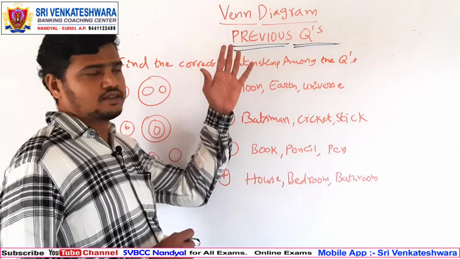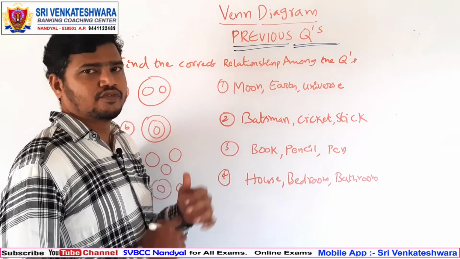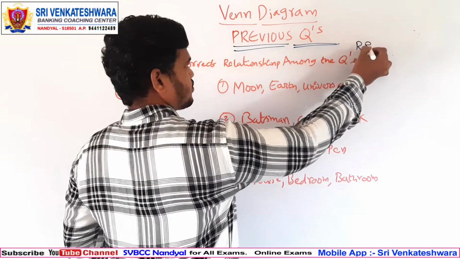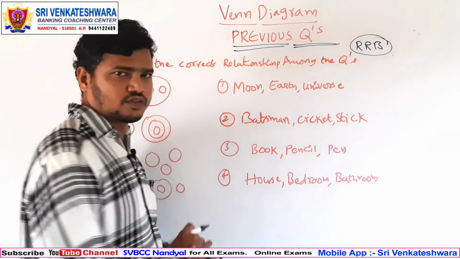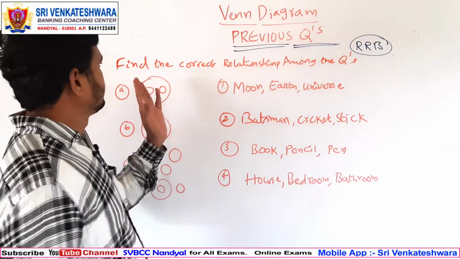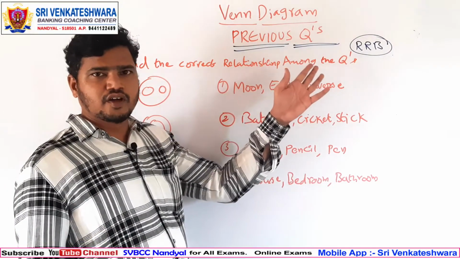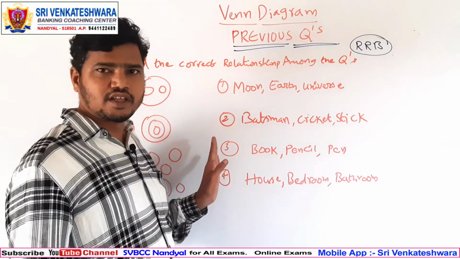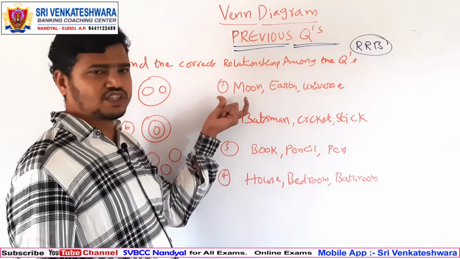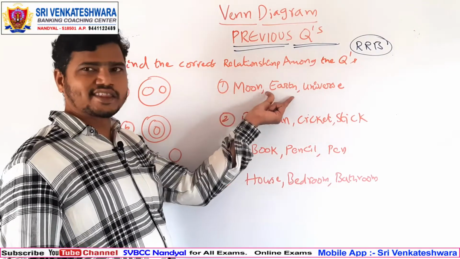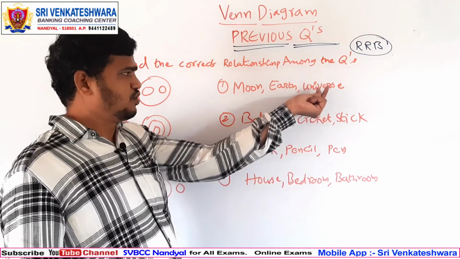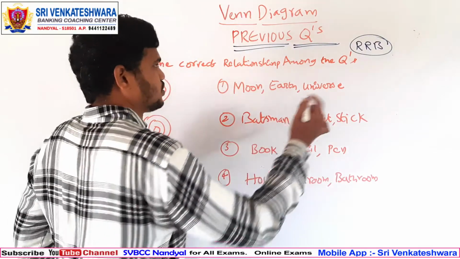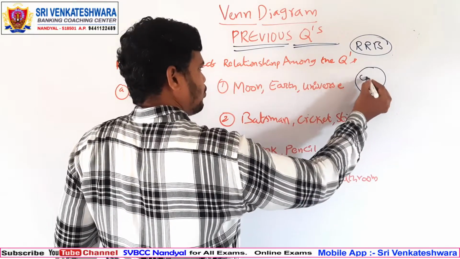Now we'll take previous questions from different exams on the Venn diagram. This is a question from the RRB. Find the correct relationship among the questions. They give four options. First one: moon, earth, universe. In the universe we can have the moon and earth, which are the planets. So in the universe we can have moon and earth.